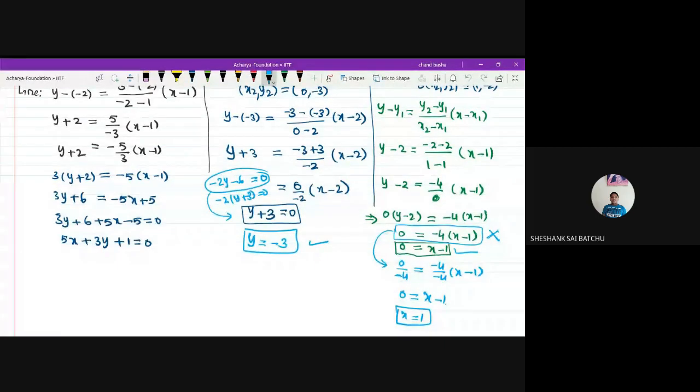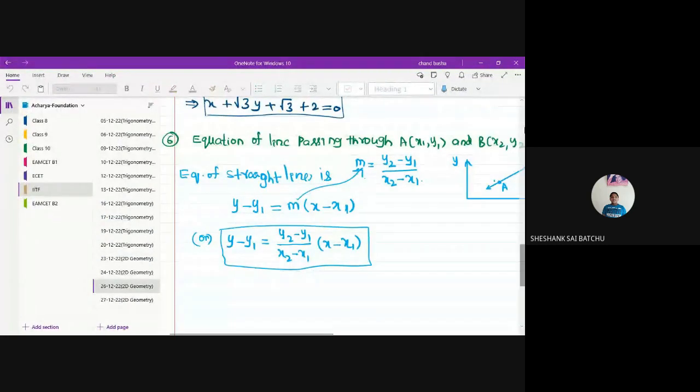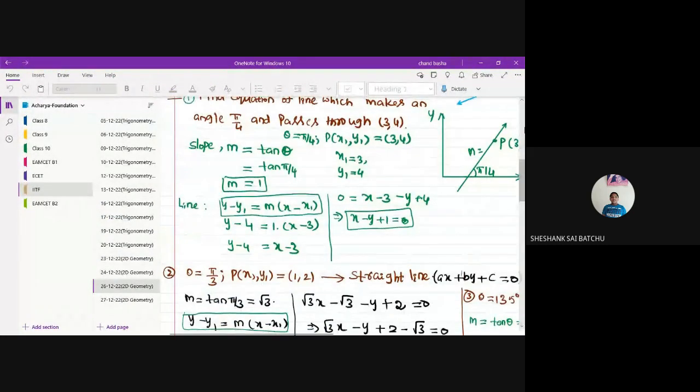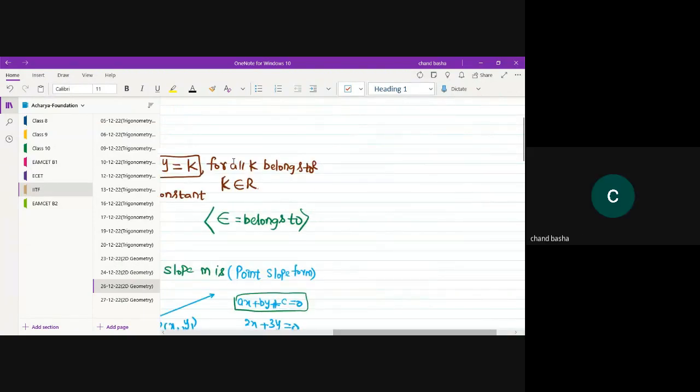Sir, but you wrote y belongs to R. K belongs to R. And in x is equal to k also, you wrote x belongs to R. Just 1 second. This is k, not x. K is a constant value, and that constant belongs to R. In the y-axis also, k belongs to R. Here I have written that.